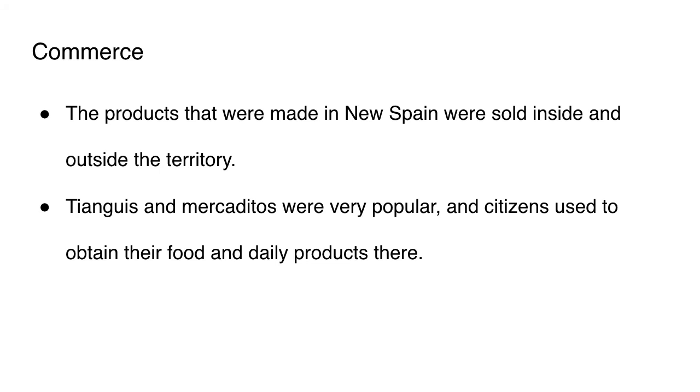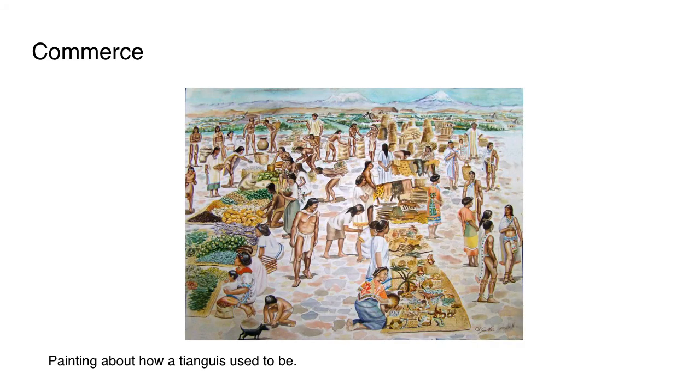And last but not least, commerce. The commerce in New Spain was a very important and a very popular activity. The products that were made in New Spain were sold inside the territory. And the places where they used to be sold were the tianguis and mercaditos. Have you seen one of those? They exist until today. Instead of going to HEB or Soriana, you go to a mercadito or a tianguis, and then you buy fresh products. This is the image of how they used to be, and they are pretty similar.